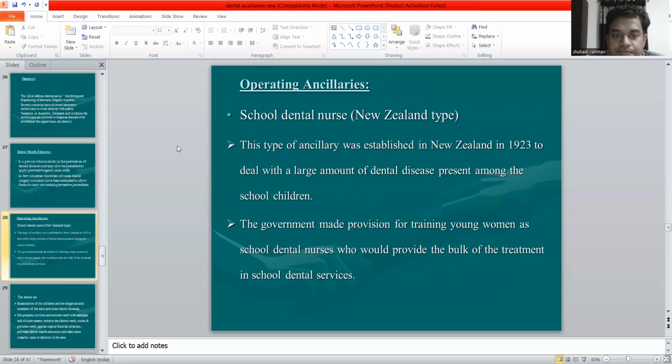Operating ancillaries. The school dental nurse, the New Zealand type school dental nurse, as they are called because it first started in New Zealand. This was established in New Zealand in 1923 to deal with a large amount of dental disease present among the school children. The government made a provision for training young women as school dental nurses who would provide the bulk of the treatment in school dental services.